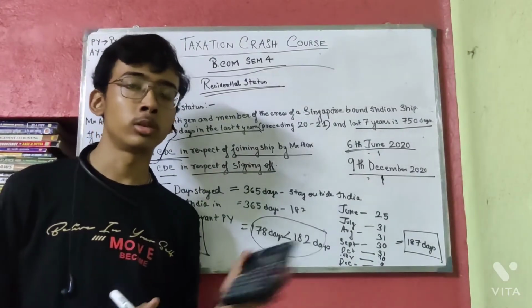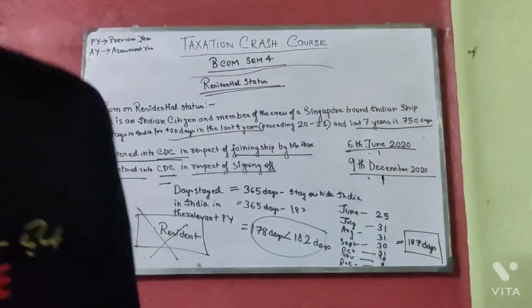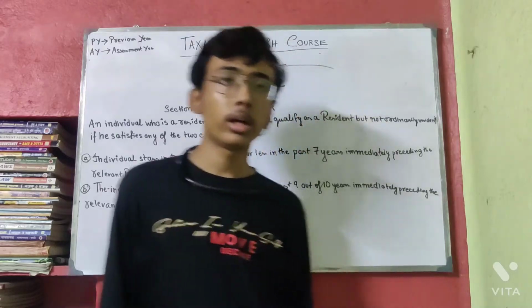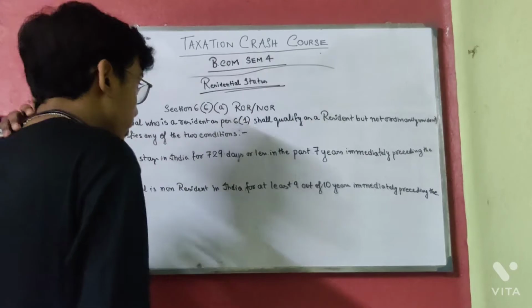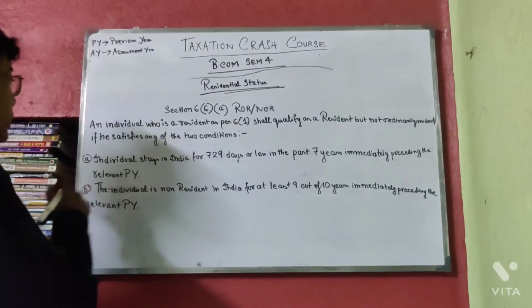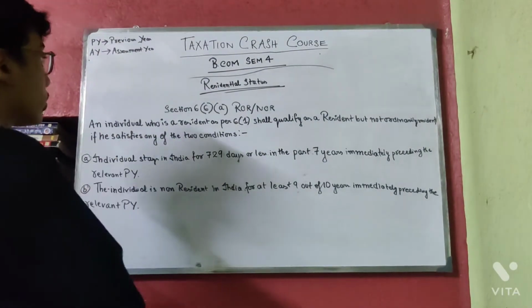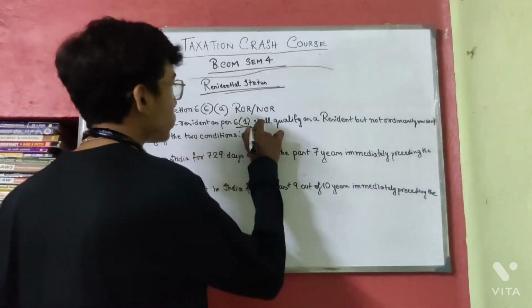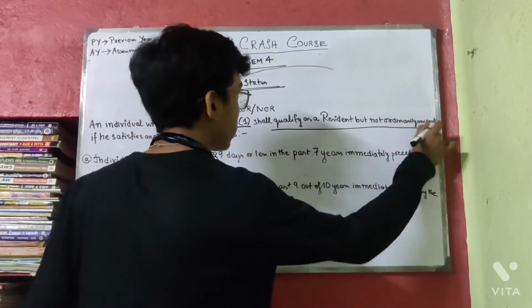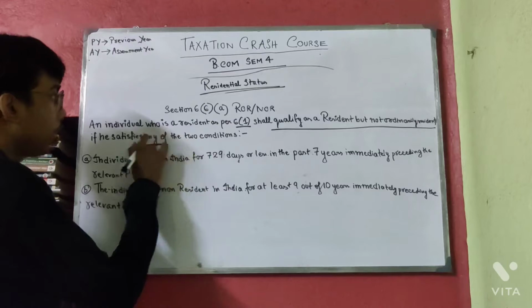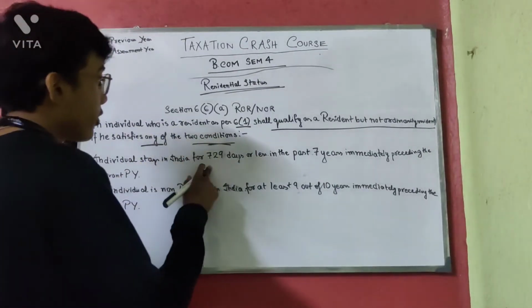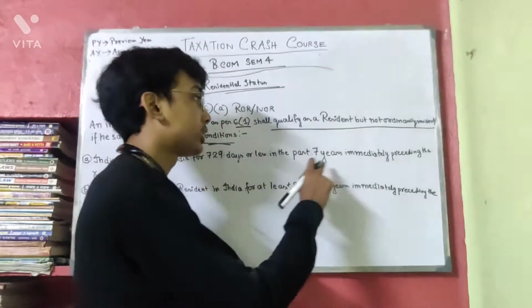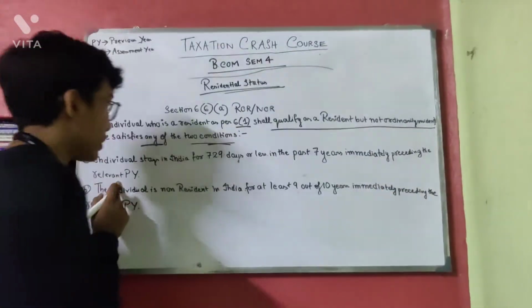Let's move to the next part. Calculation of ROR and NOR. Section 6(6). We must see that an individual who is a resident as per section 6(1) shall qualify as a resident but not ordinary resident if he satisfies any of the two conditions. The first condition: the individual stays in India for 729 days or less in the 7 years immediately preceding the relevant previous year.